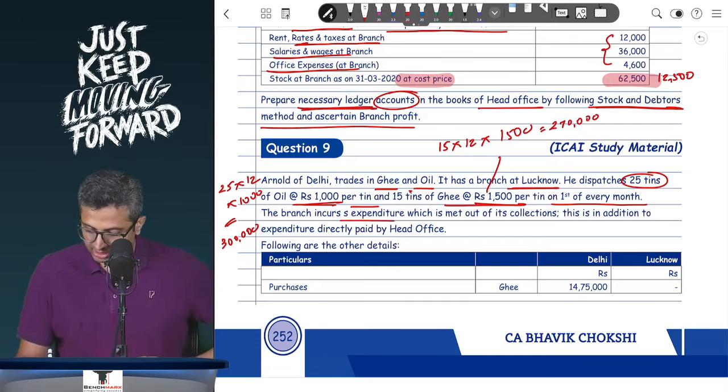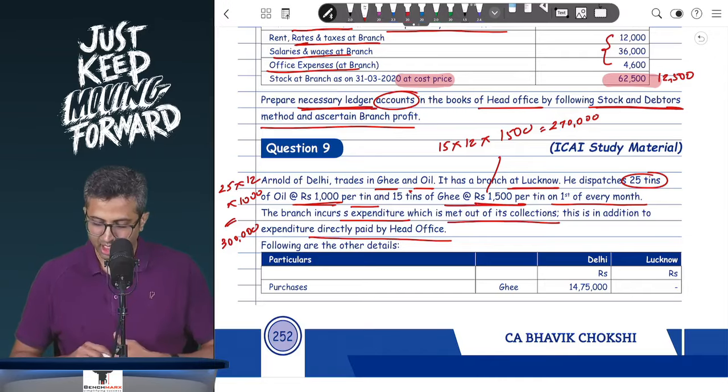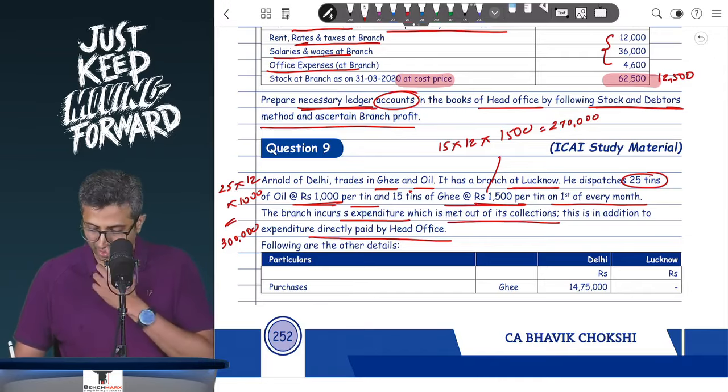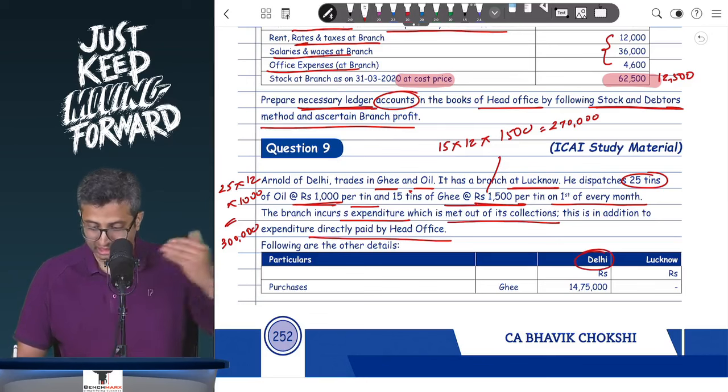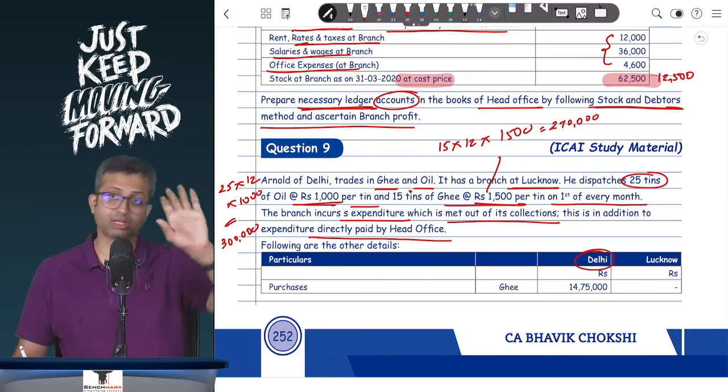The branch incurs expenditure which is met out of its collections, which is in addition to expenditure directly paid by the head office. The following are the other details. So you will have purchases. This is done by Delhi. Now Delhi is the head office. I think the branch is in Lucknow.